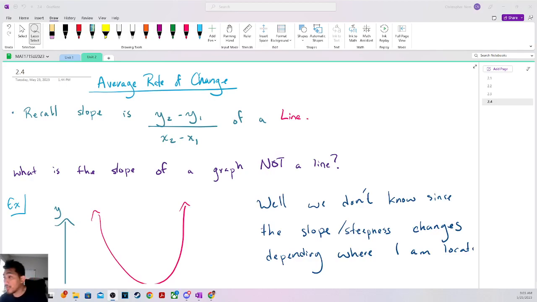So we're at 2.4, and this is going to be on average rate of change. This is actually a very important concept, especially for people going into calculus and higher. And I think it's just good to know overall. So it's pretty much about slope.